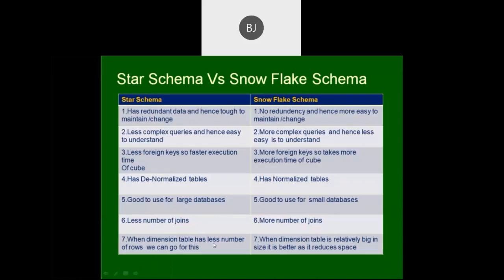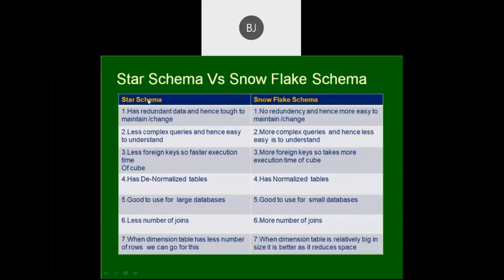When dimension tables have a small number of rows, we can go for this. When the dimension tables are relatively big in size, the other is better. You have to keep the data as it is. Don't take one dimension table's data and dump it into another dimension table; it will become very big. So that is the point. But star schema is always faster.